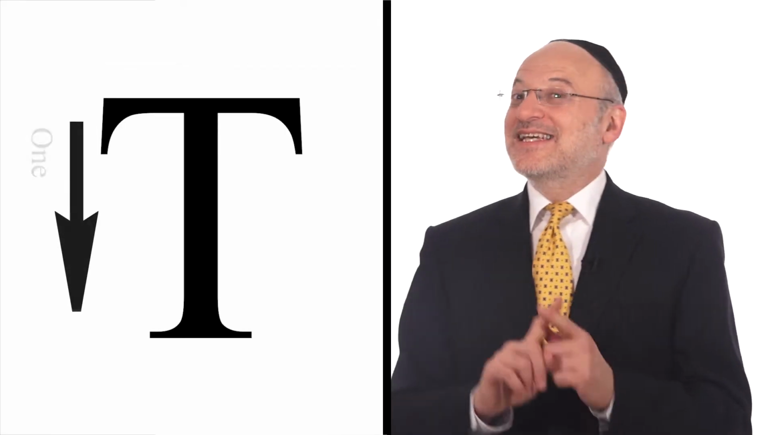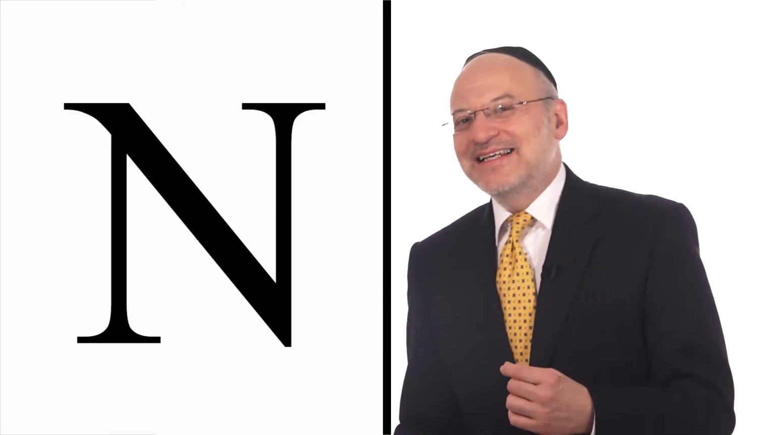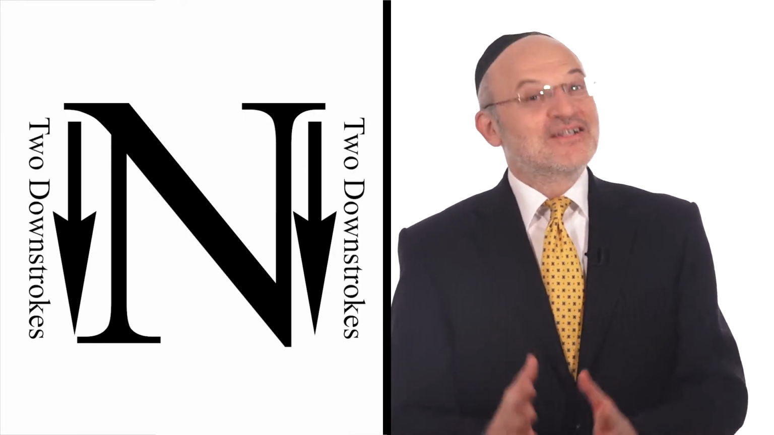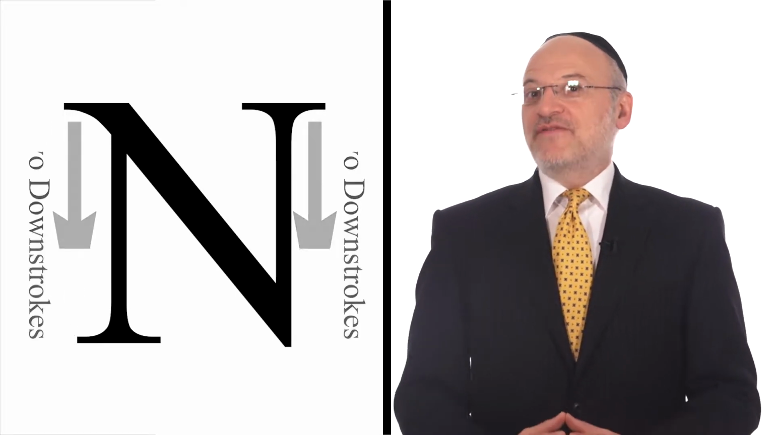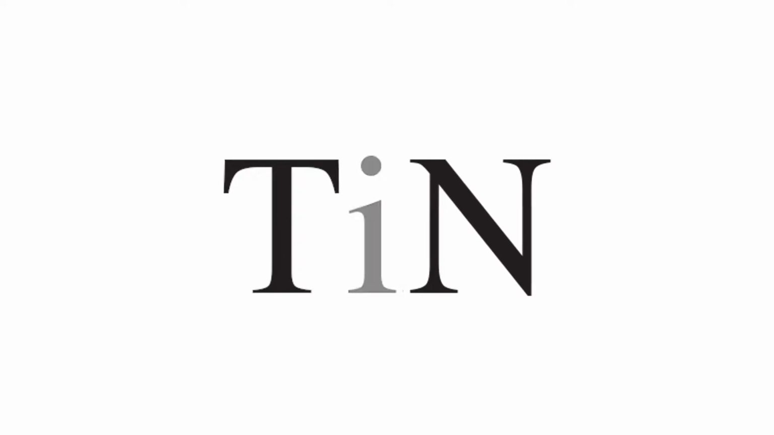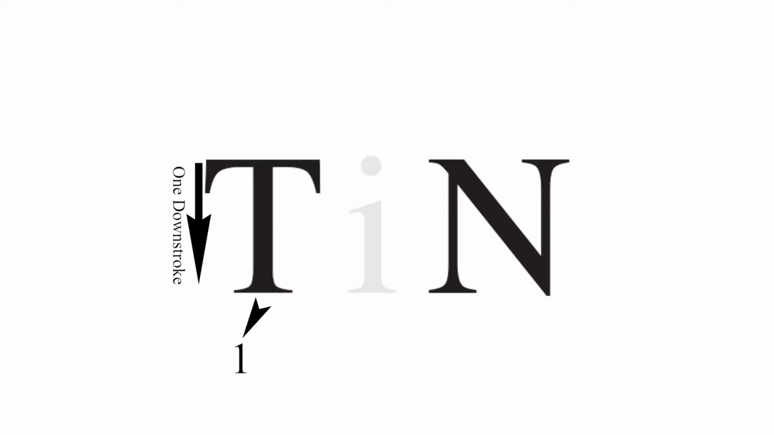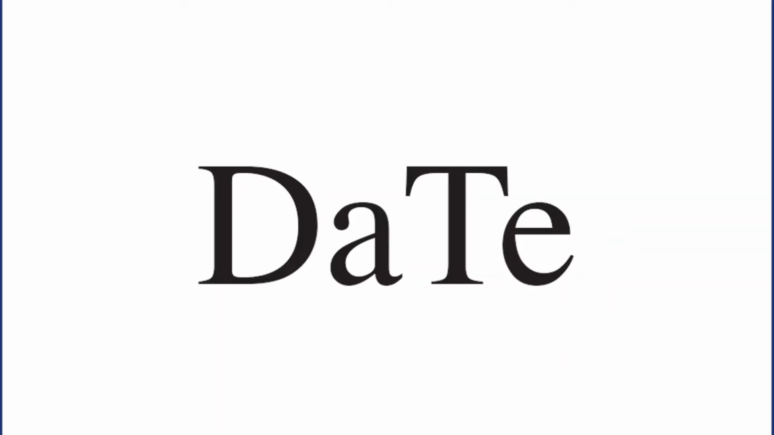Good. So now, if you know that T is 1, because it has 1 downstroke, N is 2, because it has 2 downstrokes, not counting the diagonal. So if you take the word tin, T-I-N, I is a vowel, is that right? Oh, it's a vowel. Okay, so it doesn't count. So T 1, N 2 is 12. It's not 1 plus 2 is 3, it's 1, 2. Oh, that's 12.